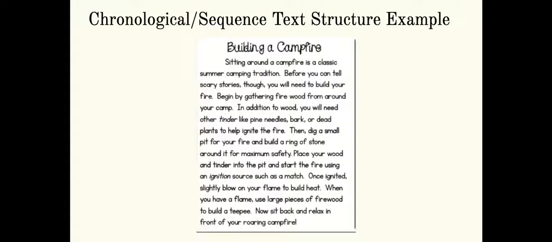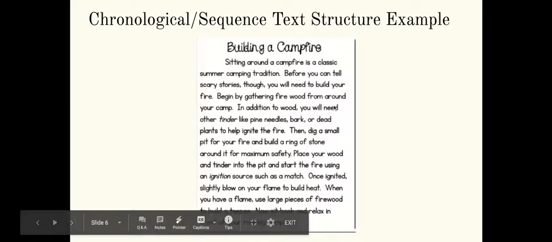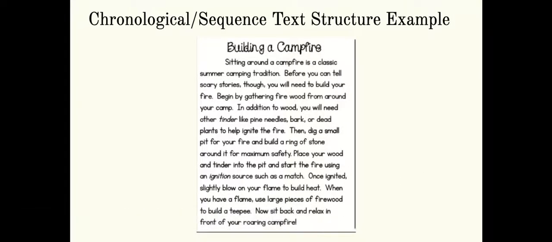So this is sequence because it's basically like a how-to. It's building a campfire. They are just giving the things you need to do in order to build a campfire. If you notice, it says begin, in addition to, then, once ignited, meaning this is what you're going to do next. So that shows chronological or sequence text structure.